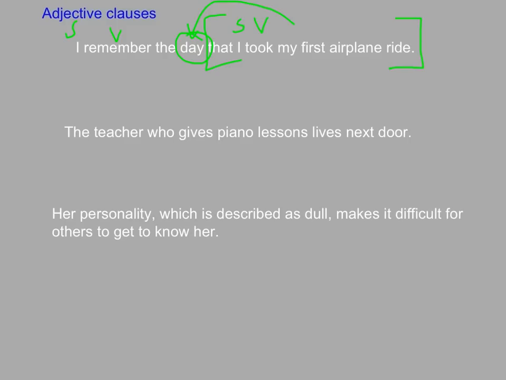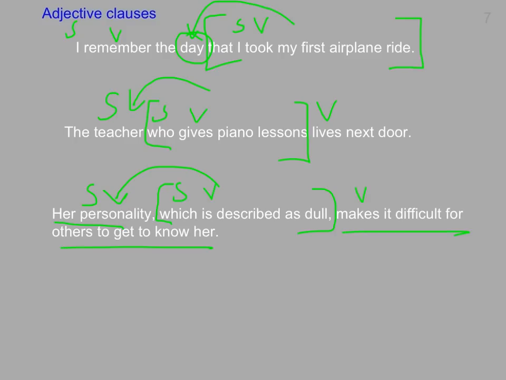Which day? The teacher who gives piano lessons lives next door. Teacher lives. The dependent clause is right in the middle, and it's an adjective clause because it's describing which teacher. Subject, verb. Her personality, which is described as dull, makes it difficult for others to get to know her. It's describing which personality, the one which is described as dull. That's your subject and verb of your independent clause. This is your subject and verb of the dependent clause.